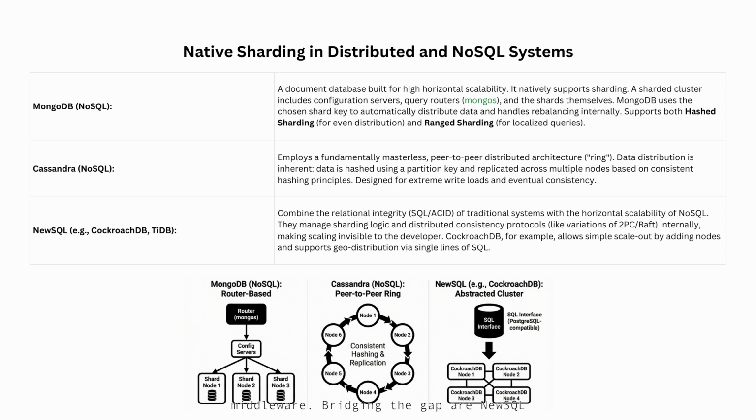Bridging the gap is NewSQL. Databases like CockroachDB and TiDB are designed to offer the expressive power and relational integrity of SQL, plus the horizontal scalability of distributed systems. They handle all the complex logistics like sharding logic, data distribution, and maintaining consistency, often using Raft or other similar protocols behind the scenes. To the developer, it looks like one massive Postgres or MySQL instance, but it can be scaled globally by simply adding nodes.